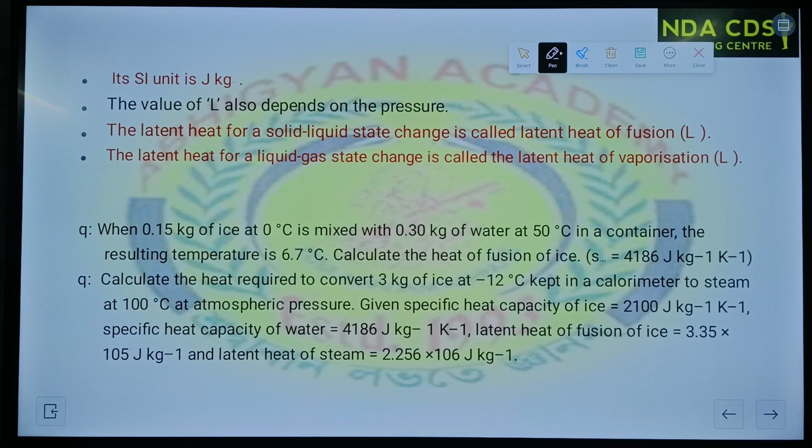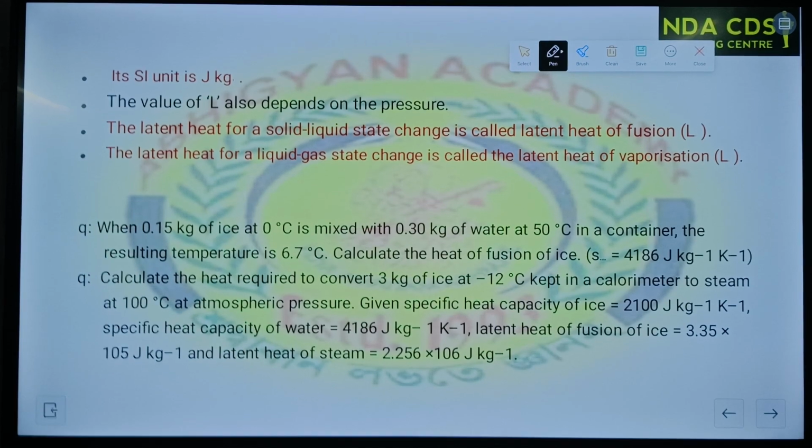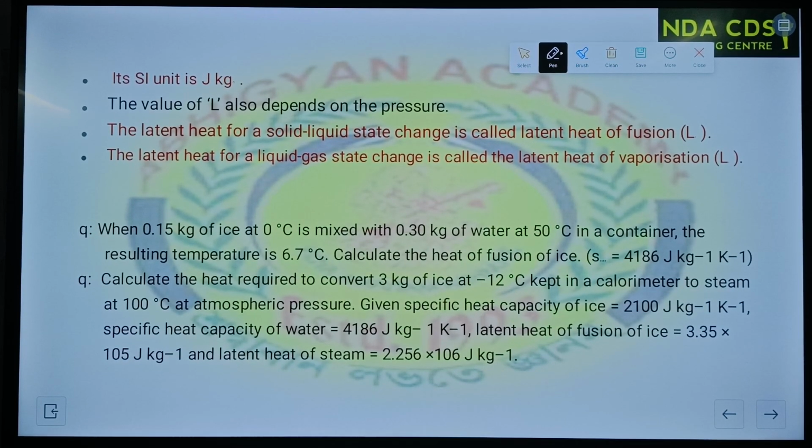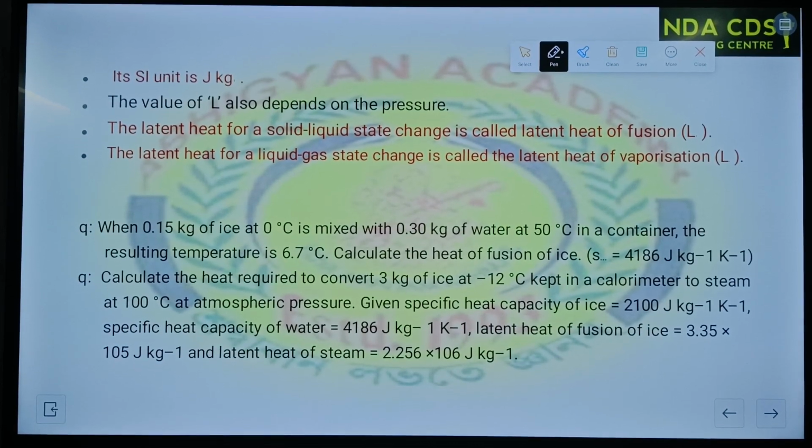Subscript में LF होगा. LF for fusion, LV for vaporization. Whatever the value you get, that you denote it as LF, or whatever the value you get, denote it as LV. Okay.